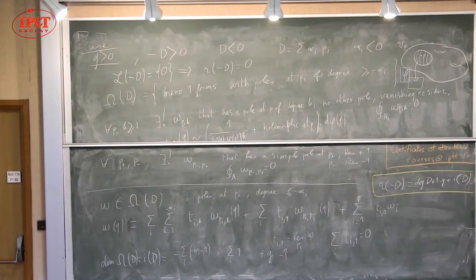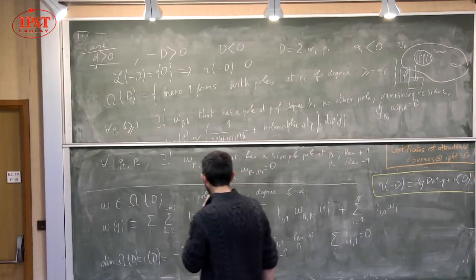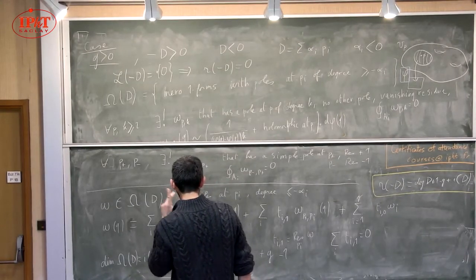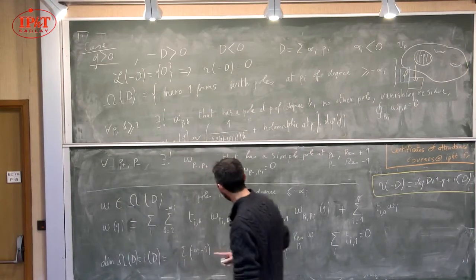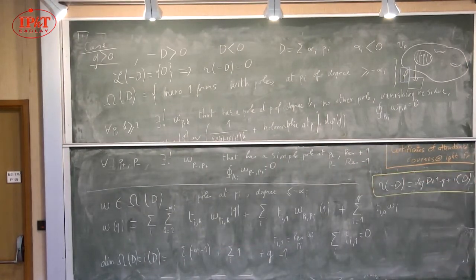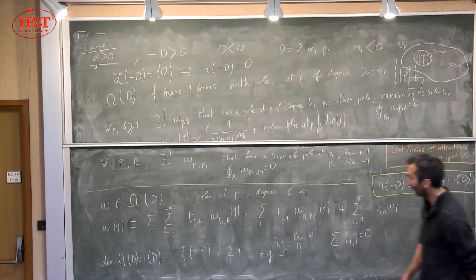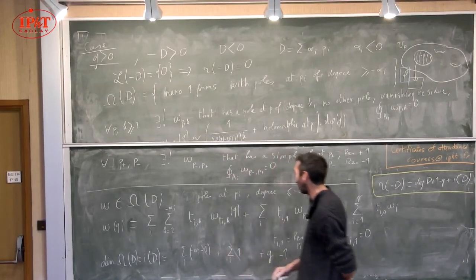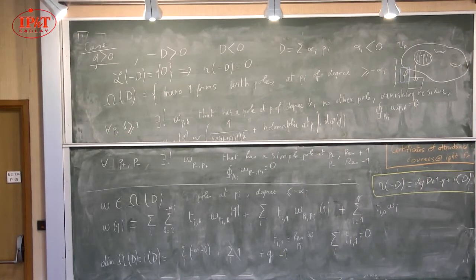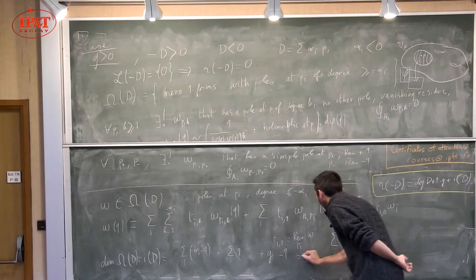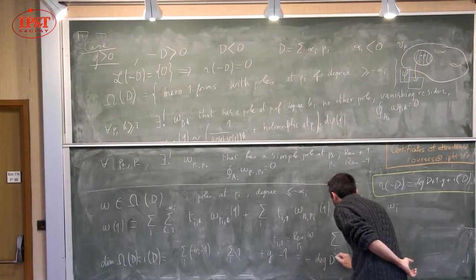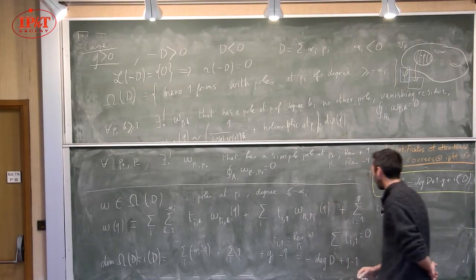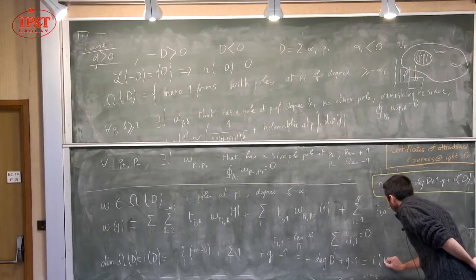So I must have made a mistake, because we should find the degree, of course. We should find minus the degree, sorry. Sum of minus alpha_i minus 1, there is no minus, of course. Okay, so this should cancel that. And then this is minus degree of D plus g minus 1. So this is our dimension of omega of D.